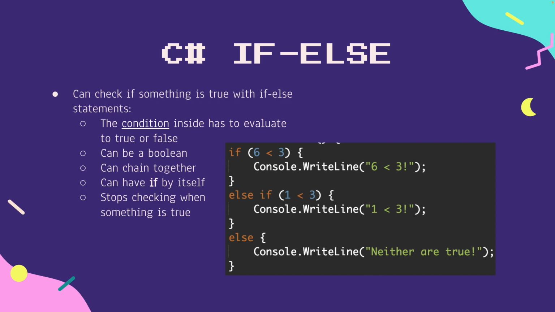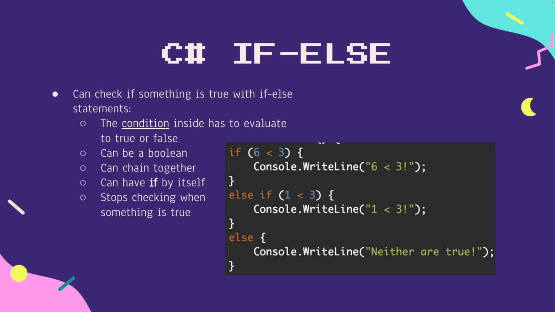They can be chained together, like in this example where I have if, else if, and then else. Your else statement is kind of like: if my condition, then do something; else, if my condition is false, the else statement is doing something. But you can have the if statement on its own without an else block as well.